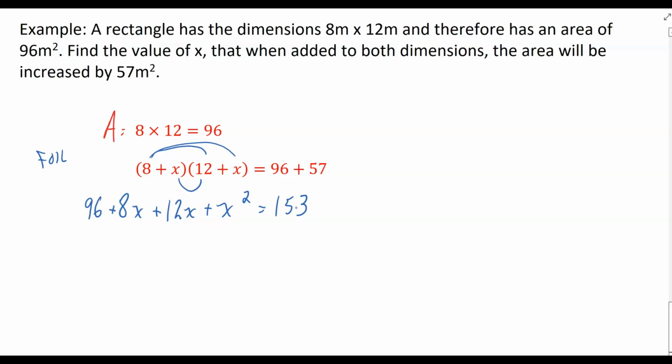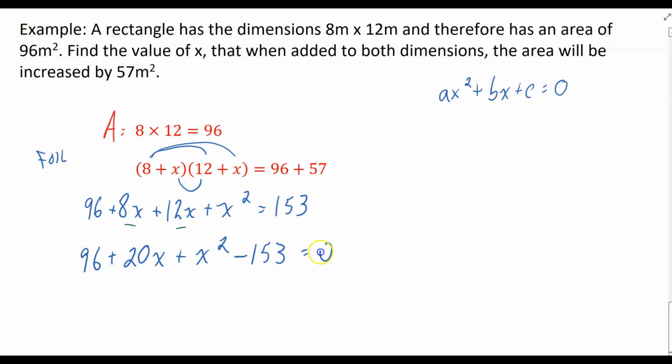It's looking a little bit like a quadratic equation because we have the highest power of 2 on the x. So let's put it into the form ax squared plus bx plus c equals 0. We just need to do some rearranging. First, I have a couple of like terms, 8x and 12x. So that will be 96 plus 20x plus x squared. I'm going to move that 153 to the other side of the equal sign, minus 153, so that it equals 0, aiming for this general form, okay?